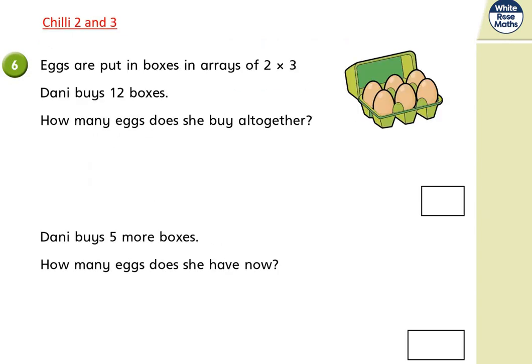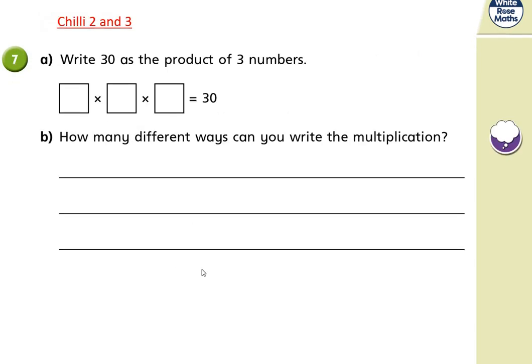Question 6 is for chili 2 and 3. Eggs are put in boxes in arrays of 2 times 3. Danny buys 12 boxes. How many eggs does she buy altogether? Then it says Danny buys 5 more boxes. How many eggs does she have now? Question 7 is suitable for chili 2 and 3. It says write 30 as the product of 3 numbers. Something times something times something equals 30. How many different ways can you write the multiplication?